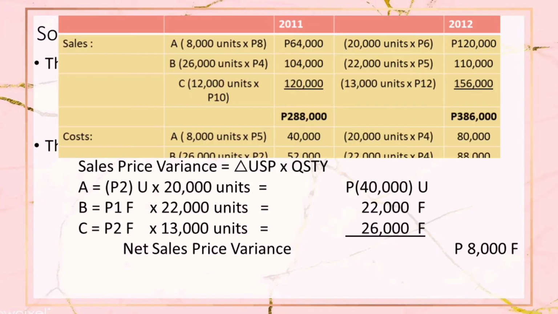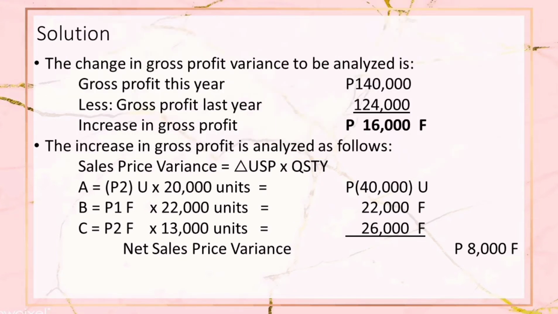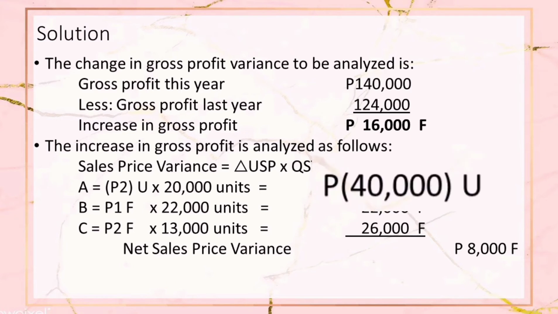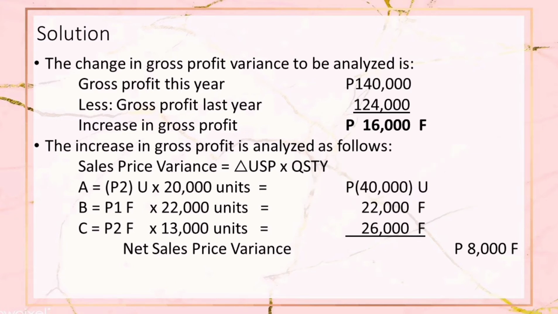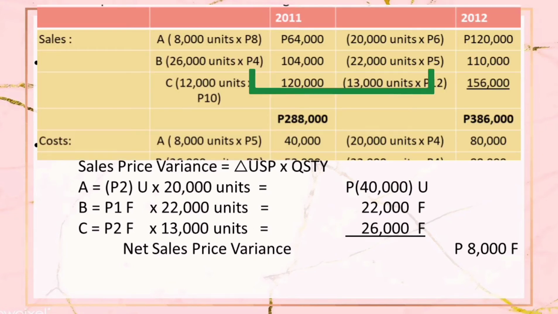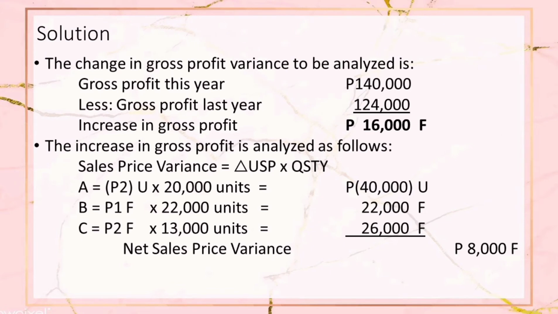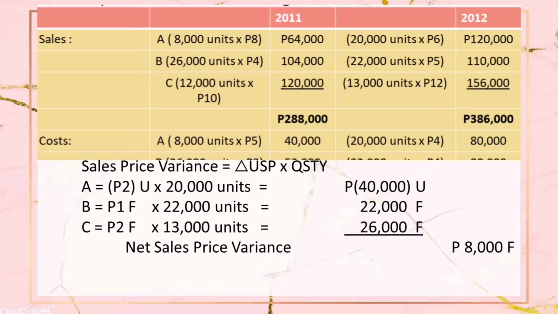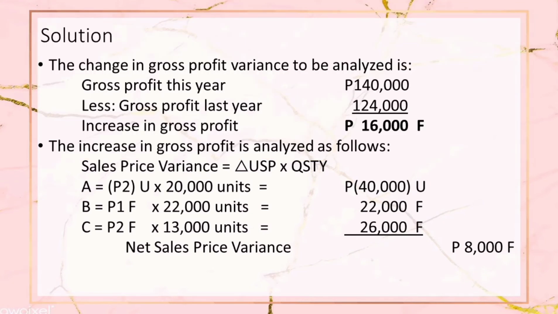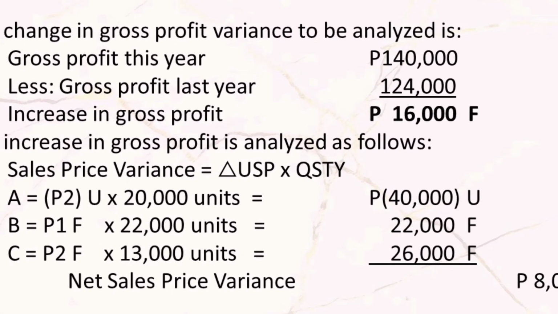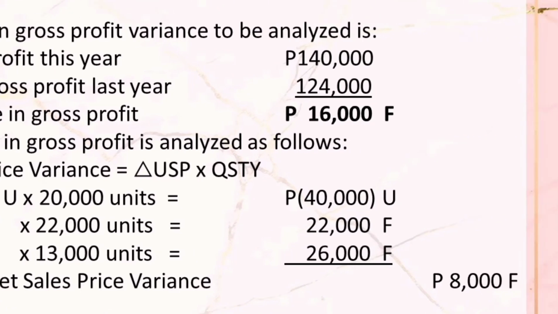In product A, observe that the selling price per unit decreases by 2. Multiply it by 20,000 units sold this year so we get 40,000, which is unfavorable. Next would be product B. Look at the table. There is an increase in the selling price. Multiply it by the total units sold, 22,000 units, so we get 22,000, which is favorable. While in product C, there is an increase of 2 pesos times 13,000 units sold, so we get 26,000 pesos favorable. Negative 40,000 plus 22,000 plus 26,000, so we get 8,000 pesos favorable.